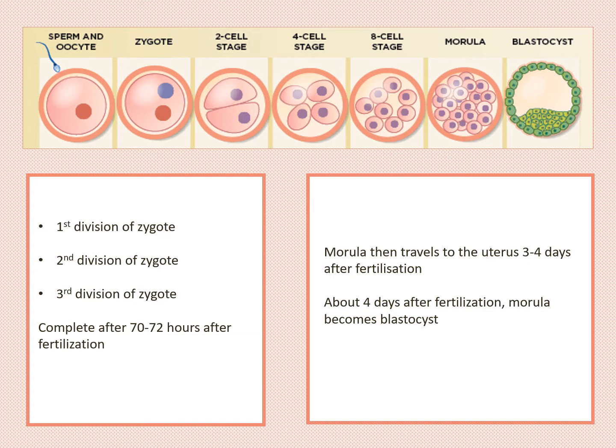During the third division of the zygote, it produces 8 cells with 2-tier level of 4 cells. As the cleavage continues, the zygote develops into a bulk of cells passing down the oviduct to the uterus. The morula travels to the uterus around 3 to 4 days after fertilization, and at about 4 days after fertilization, a fluid-filled space called the blastocoel cavity appears and the morula becomes a blastocyst.